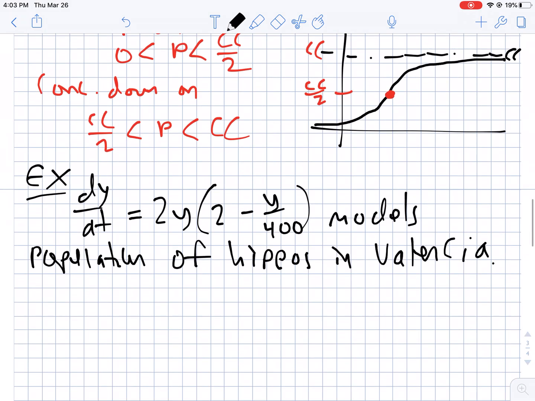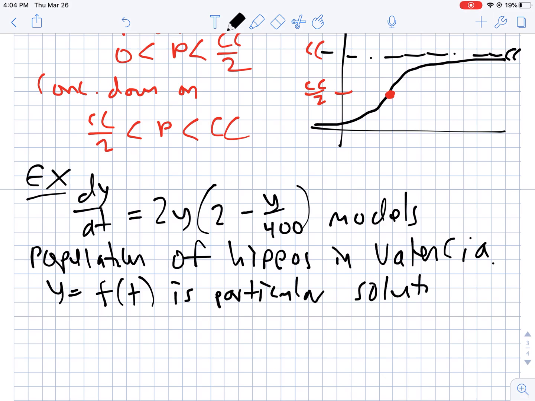And I'm going to say y equals f of t is the particular solution with f of 0 equal to 100. So that's just saying we have a starting population of 100 hippos in Santa Clarita, which is probably a little on the high end, but you know, it is what it is.